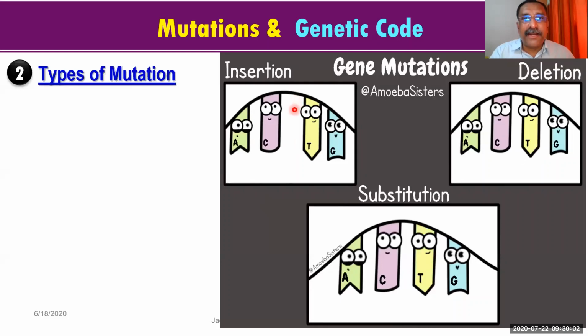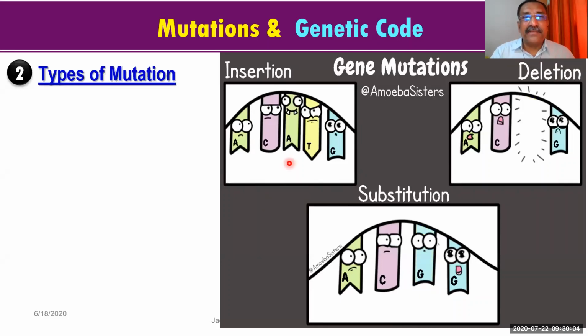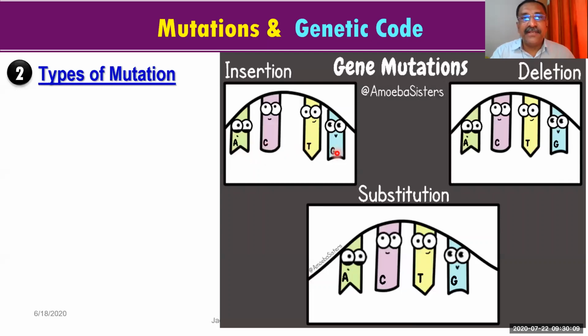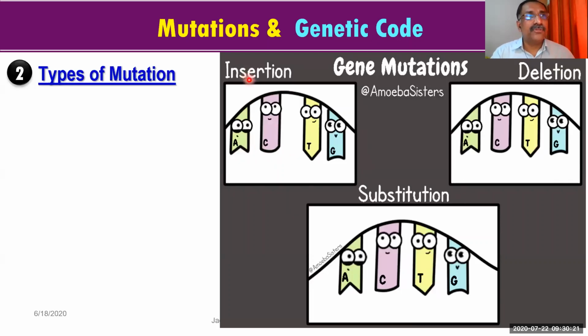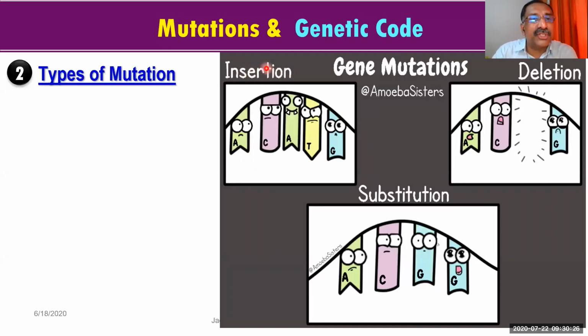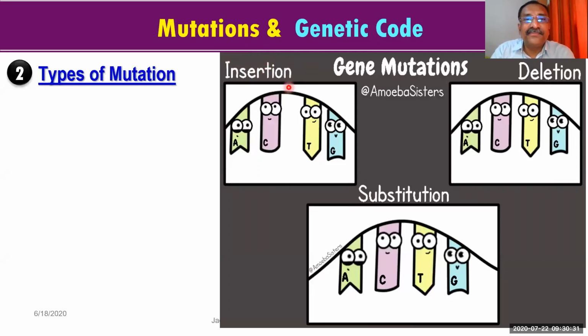So when we add an additional nitrogen base, again the sequence will change. Now A, C, T, G. When you add an additional nitrogen base over here, the sequence is changed in such a way, A, C, A. So that is representing something different. So this is called insertion. What is insertion? Please write there in the chat box quickly.